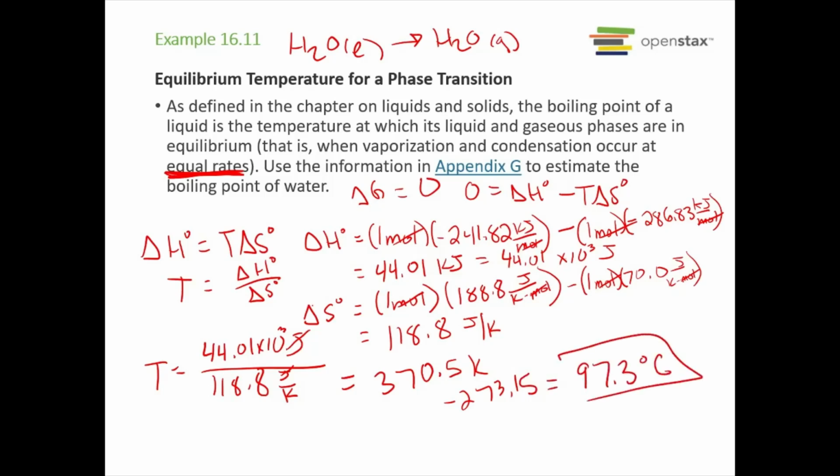97.3 degrees Celsius. So that's pretty close to 100 degrees Celsius, right? This is reasonable agreement, only a couple degrees difference. And also keep in mind that the enthalpy and entropy changes that we used here were from standard data, which is at 298 Kelvin. If we were to have enthalpy and entropy change data closer to the actual boiling point of water, so if they were at 373, we'd probably be even closer in our numbers.